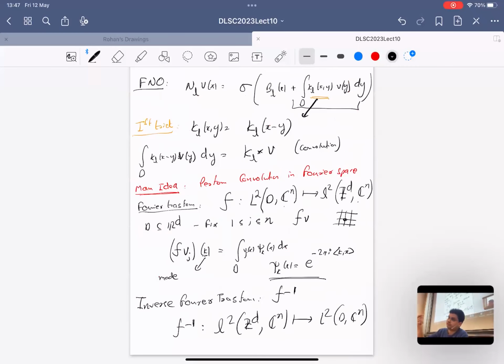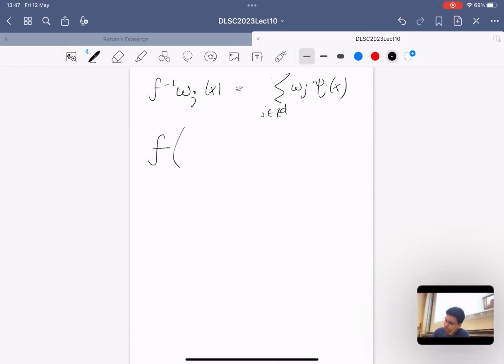And the good thing about the Fourier transform is the following. If you take the Fourier transform of the convolution of any kernel and any function, what happens? I take two functions, I convolve them, and I take the Fourier transform. Then it's a multiplication. That's very good. So in Fourier space, this operation is going to be a multiplication.